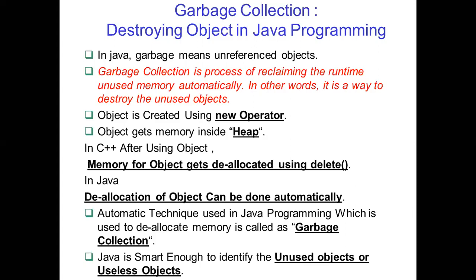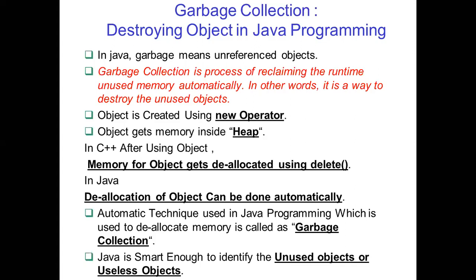Once an object is created, it should be stored in the heap. In C++, after using the objects, memory for the object gets deallocated using the operator called delete. So delete is the operator we use in C++.